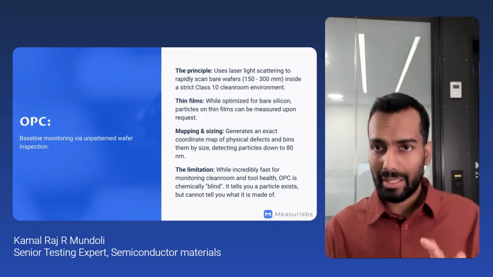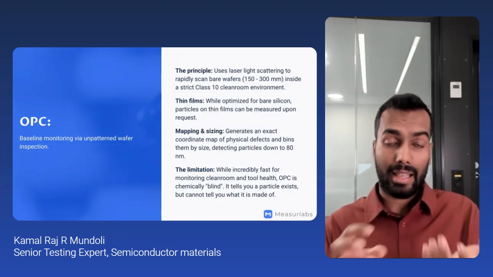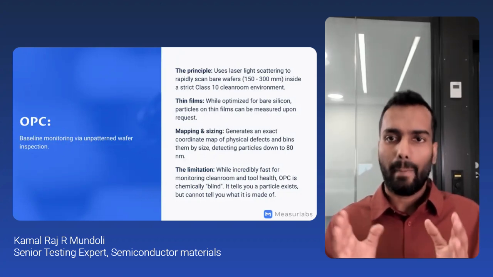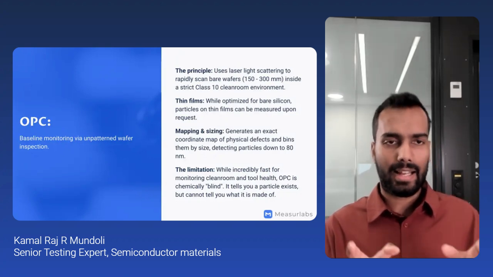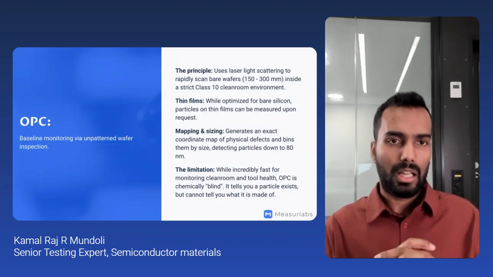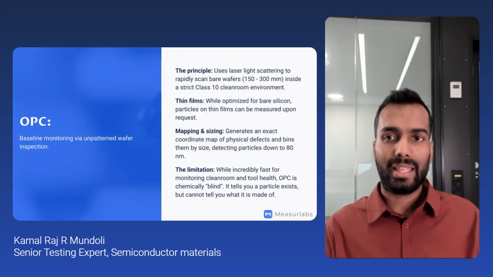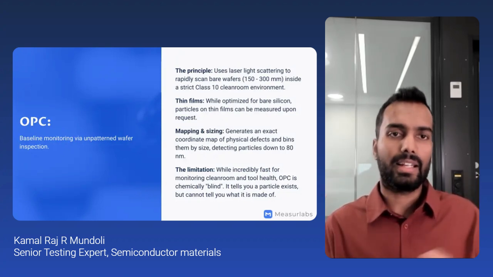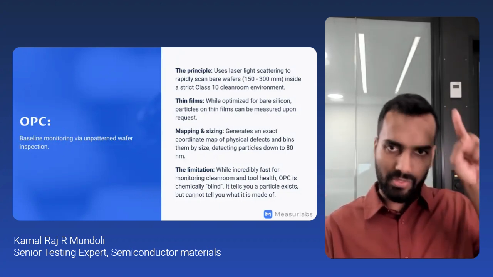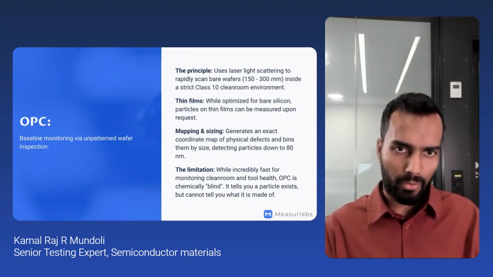Because optical particle counting is incredibly fast and can generate an exact coordinate map of the physical defects, binning them by size and detecting particles down to roughly 80 nanometers. However, it has a major limitation. It is chemically blind in that it tells you an 80 nanometer particle exists at a specific XY coordinate, but it cannot tell you what that particle is made of.